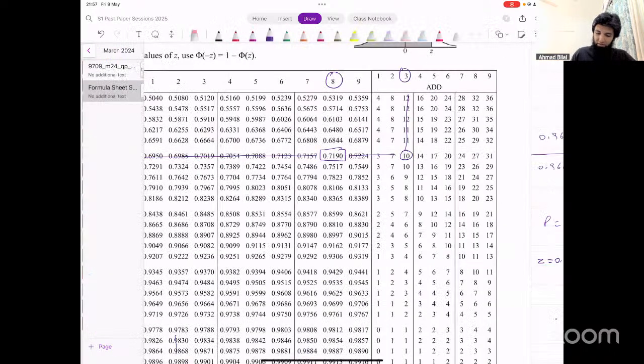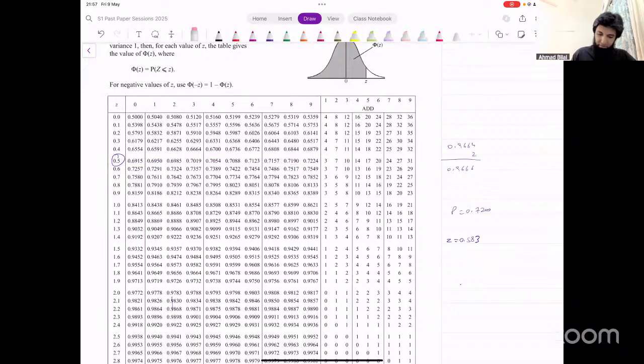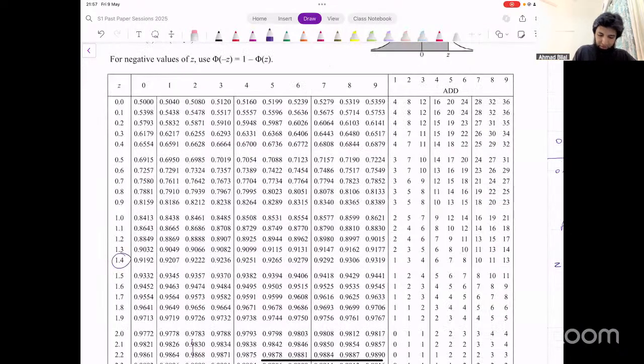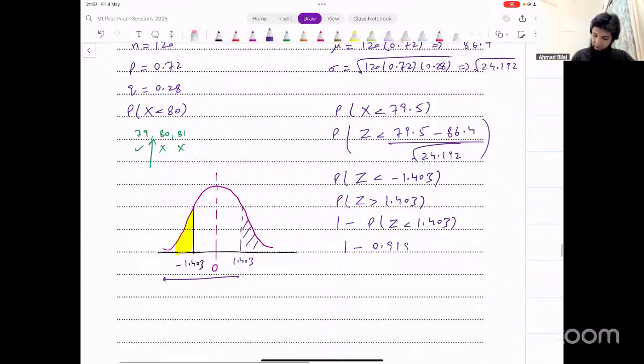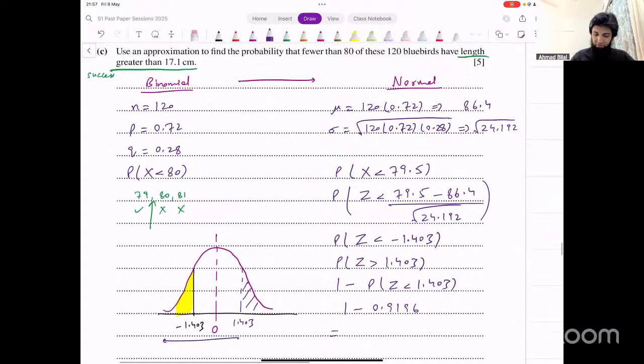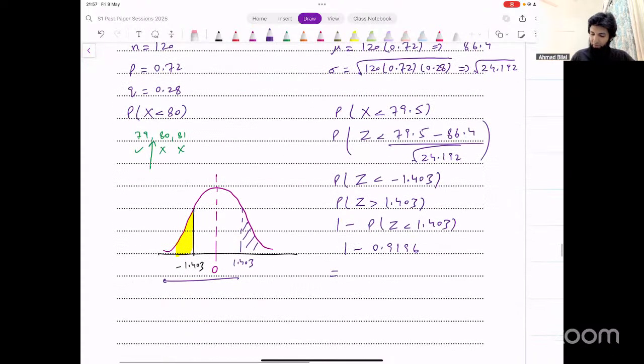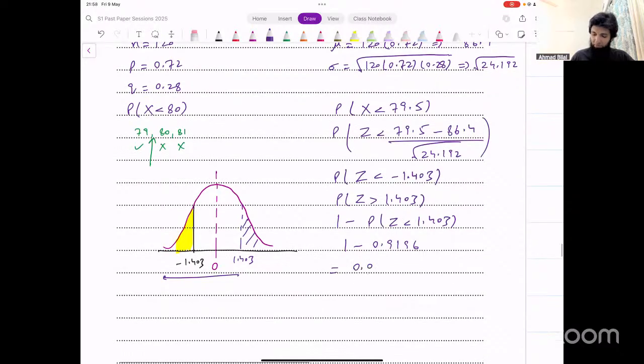1.403. Look at 1.40 and 3. You have 0.9192 here, and then you've got 4 here. 92 plus 4 will become 96, so 0.9196. We're just looking for the probability, right? Yes. 1 minus this becomes 0.0804, and that's your final answer.